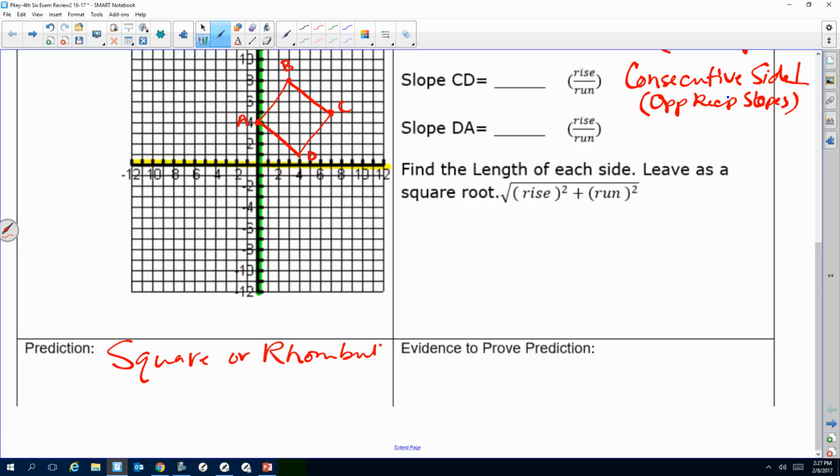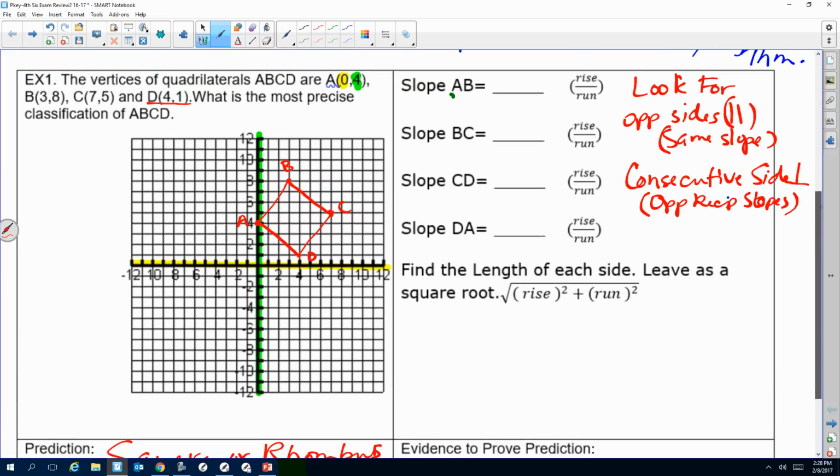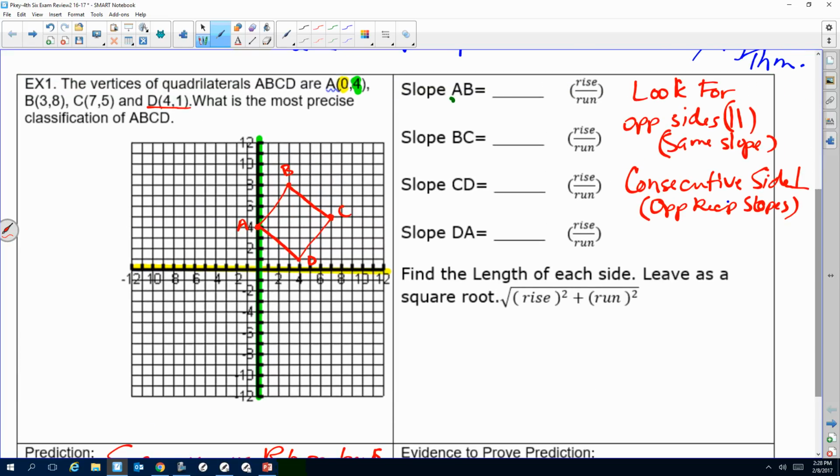Now, once you get them graphed, always start off with using your slope. So let's go ahead and find the slope for each side. That's our rise over run. So if I wanted to see the slope of AB, I would go up. That's a rise of 1, 2, 3, 4. Don't count the point that you're on, count from when you're leaving. And then 1, 2, 3. So our slope here is 4 over 3.